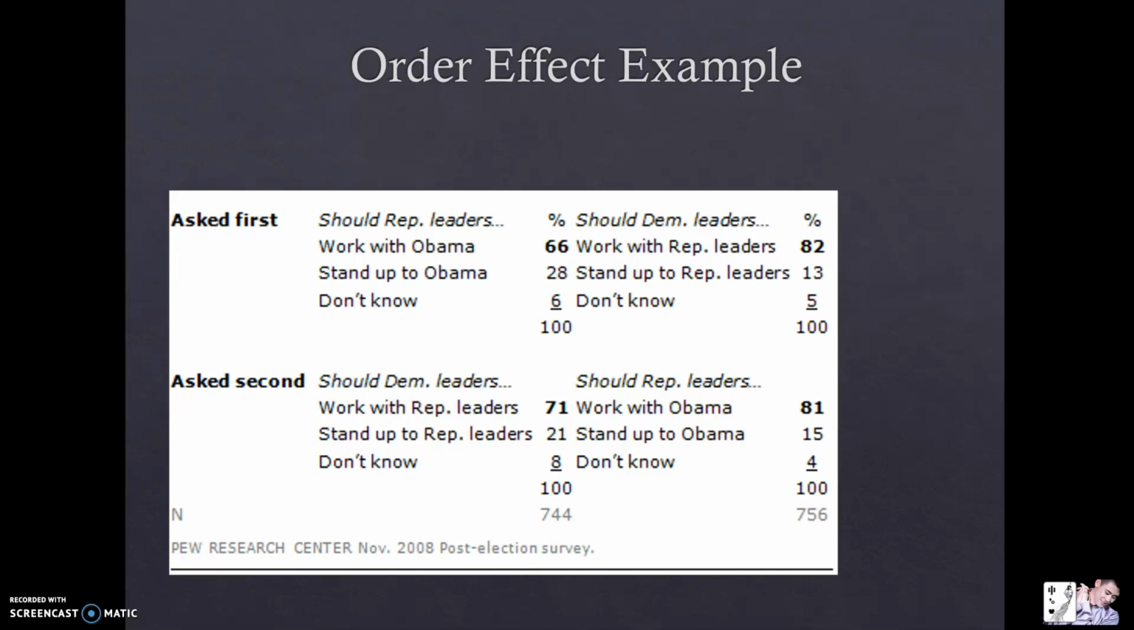But if you ask, should Democrat leaders work with Republican leaders first, and then you ask, should Republican leaders work with Obama, for both questions the number of people who agree with this mutual respect relationship increased. This is a really interesting example of an ordering effect. You may not have this in your survey. It really depends on the type of questions you're asking, but I just want to show you that just because the order changed, the answer can change as well.